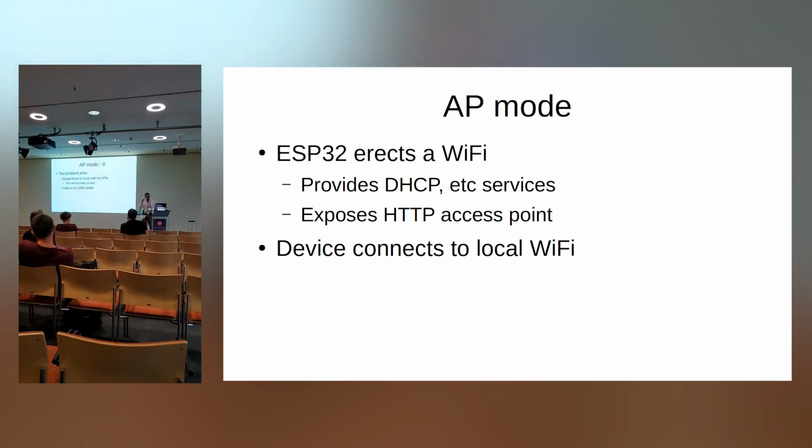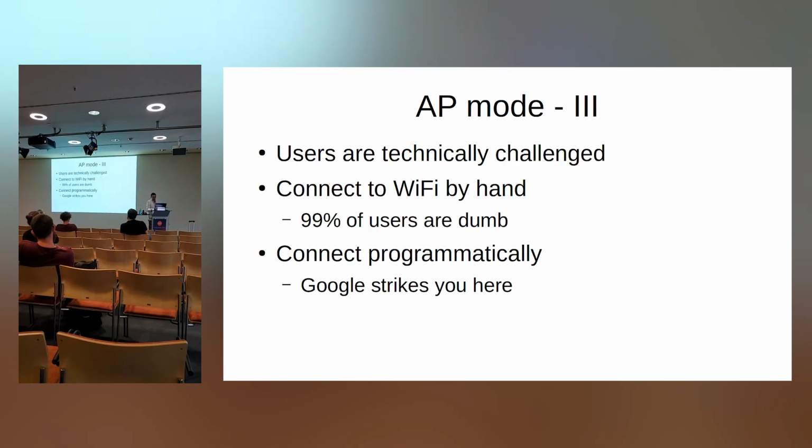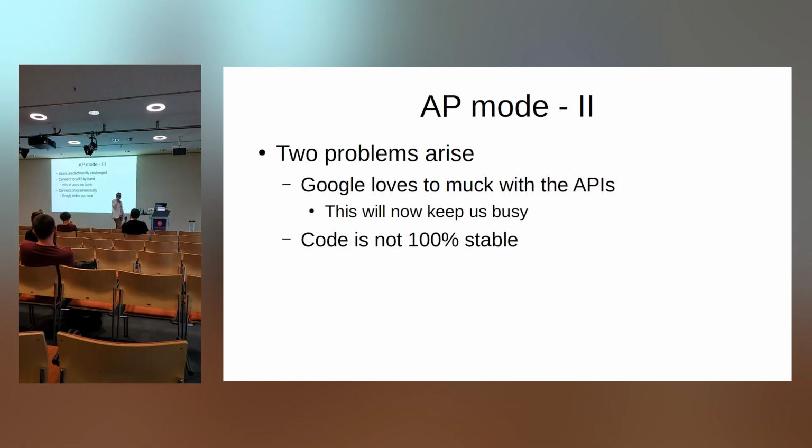So technically, let's turn it over. The problem is the average user is technically challenged and cannot connect by hand to the Wi-Fi. So you need to connect programmatically. The thing is, Google wants to minimize the number of support questions they get. So on an Android phone, if you connect to a Wi-Fi network which doesn't have internet, the phone actively fights the user. It tells the user, don't do this, don't do this, don't do this.